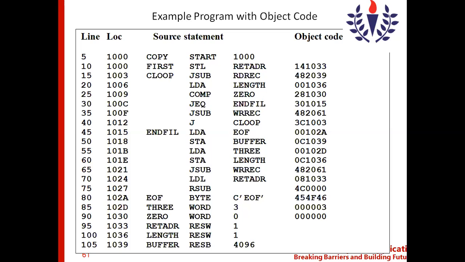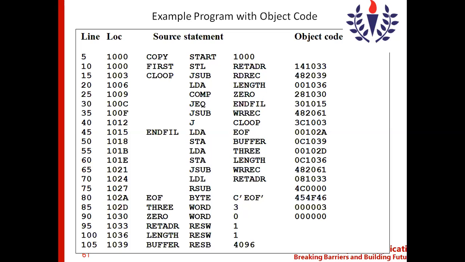And if you look at line number 80, as I already told you, BYTE is assigning a character constant. How many constants do we have? E, O, F. So there are 3 constants. When it is a character constant, each character takes 1 byte. So since there are 3 characters, it takes 3 bytes. So if you look at line number 80, the address is 102A. If you add 3 bytes to this 102A, you will get the value 102D. That is there in line number 85.